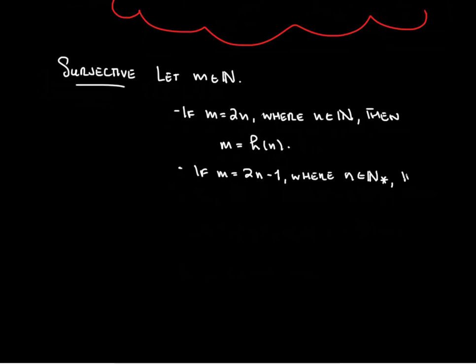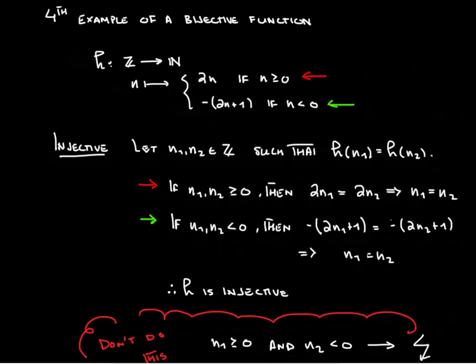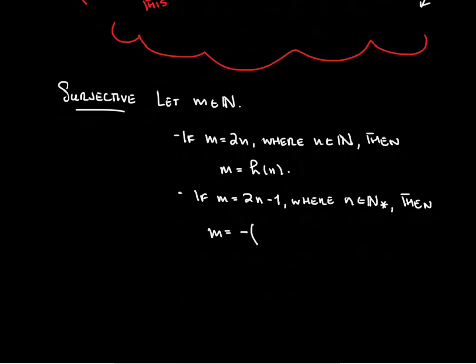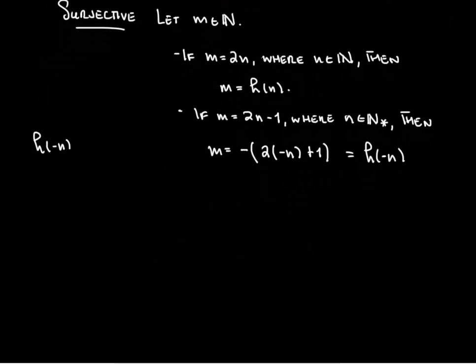So we omit 0, and what I'm going to do is factor out a minus sign so that it looks a little bit more like this right here. This is my goal. m is equal to minus 2 times minus n plus 1. And this looks like h of minus n, right? And it is the case, okay? This is equal to h of minus n. We're going to be using the green condition because n is a positive natural number, so minus n is necessarily a negative integer. So we'll be using the green condition to assign minus n, and we'll have this equality.